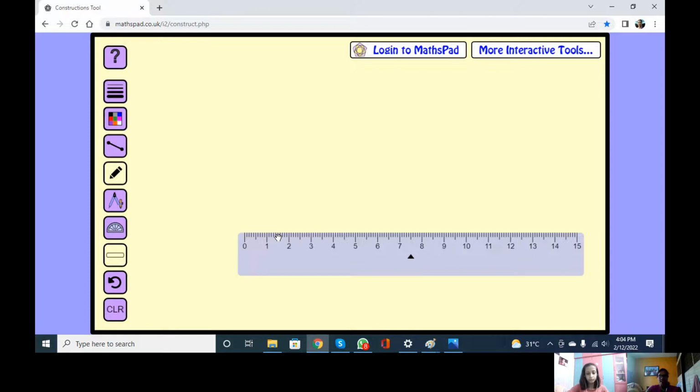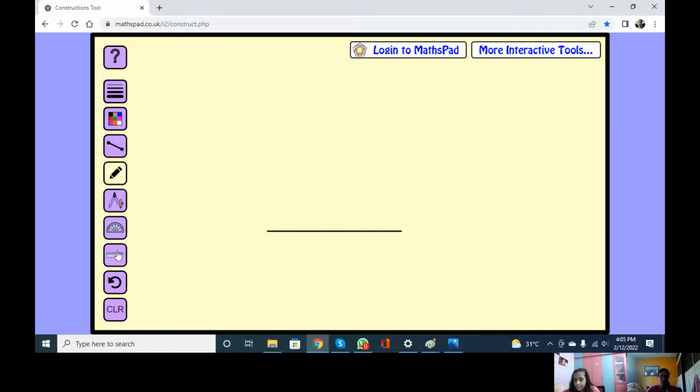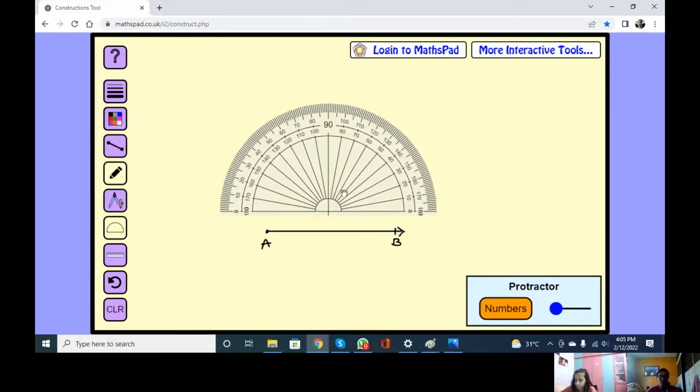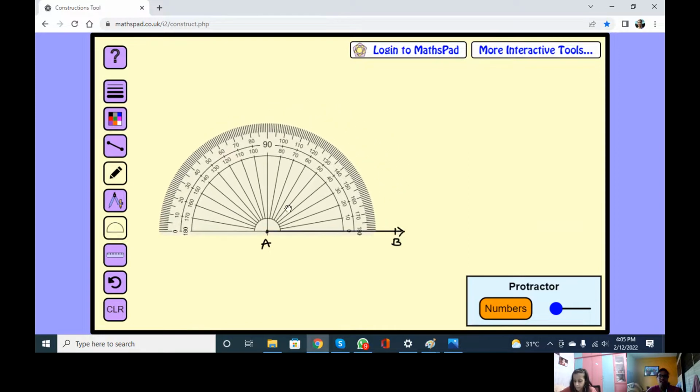While constructing angles, you need to draw a ray. Ray means one end is fixed, another end is open. So I am drawing a ray of any measurement, 7 or 8 or as you wish. So this is a ray. I am naming it ray AB. Our first question is constructing 75 degrees with the protractor. This is called a protractor. A protractor is a special instrument used to measure angles in degrees.